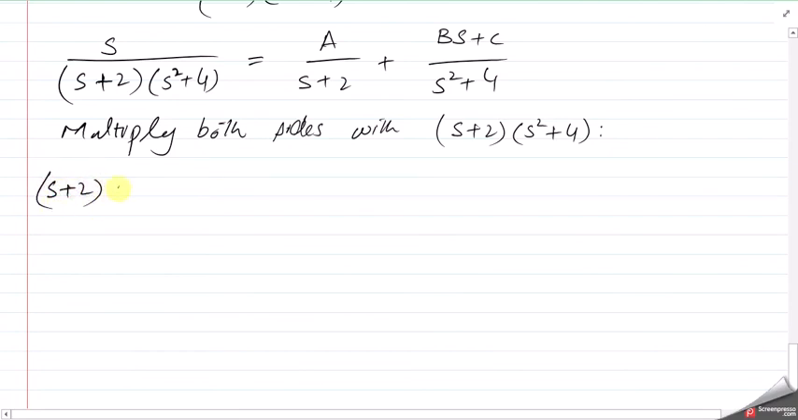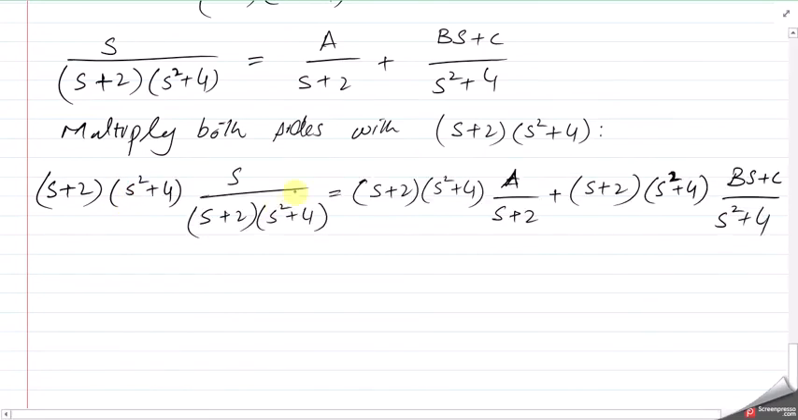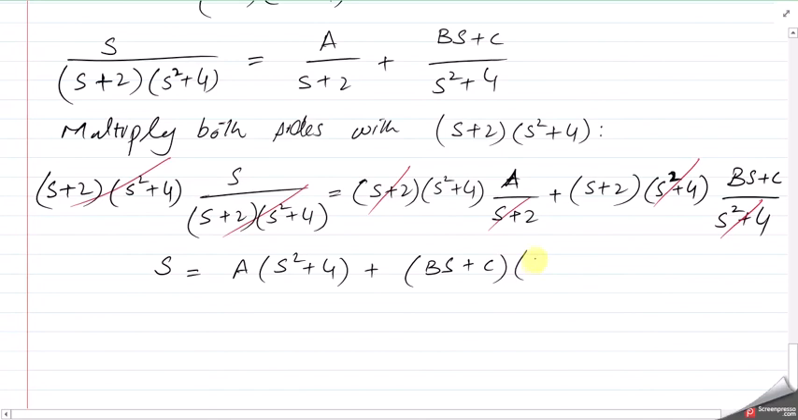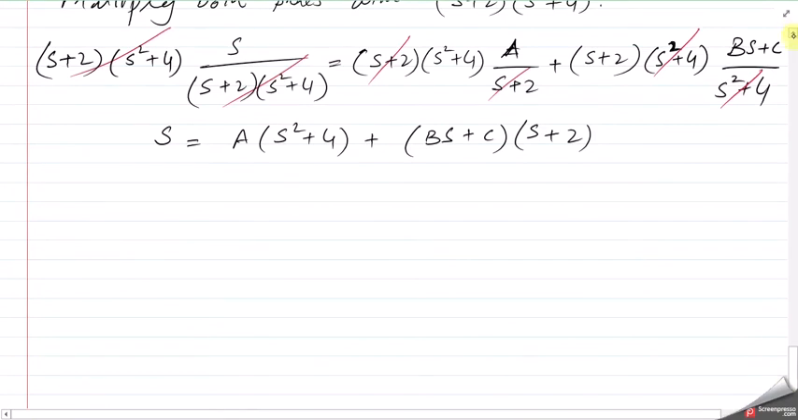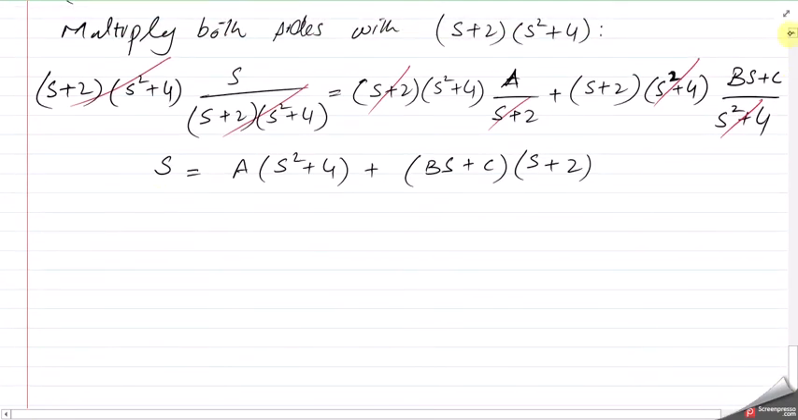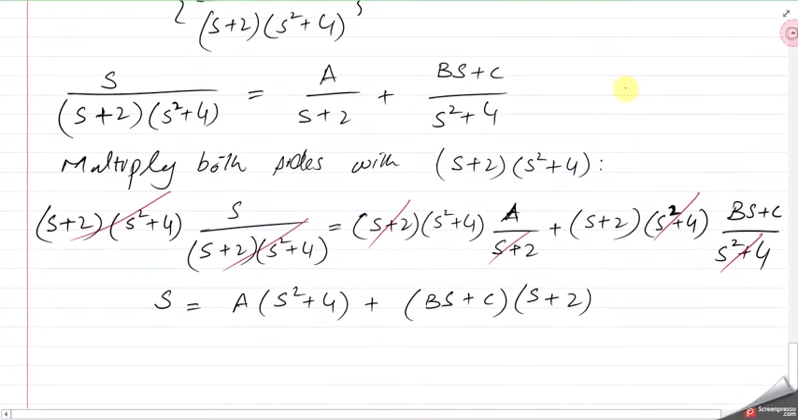s plus 2, s square plus 4. Right. On the left side, we are only left with s as usual, and on the right side, a times s square plus 4, bs plus c times s plus 2, because s square plus 4 is cancelled here. All right, now what next? We have one linear term. s plus 2 is our linear term.